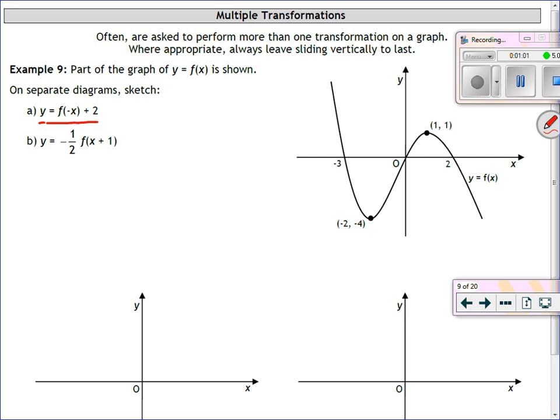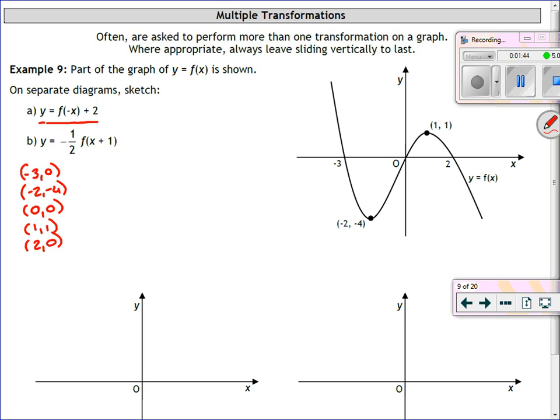So over on the right here we have the graph of y is equal to f of x, and it's going through minus 3, 0, minus 2, minus 4, 0, 0, 1, 1 and 2, 0. And I want to sketch the graph of f of negative x plus 2. So I think the best thing to do always is to write down the coordinates that you have first of all. So our coordinates are minus 3, 0, minus 2, minus 4, 0, 0, 1, 1, and 2, 0.